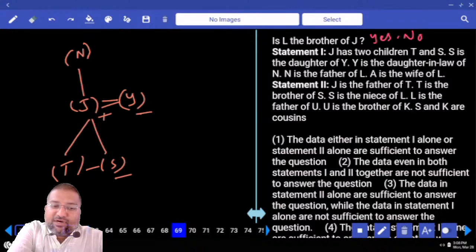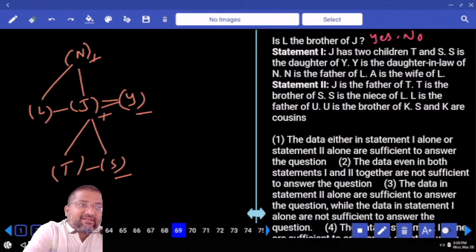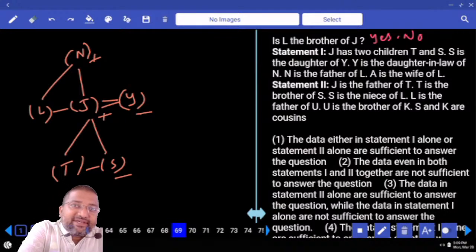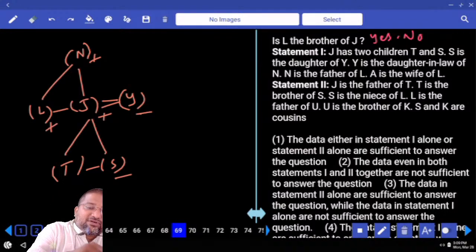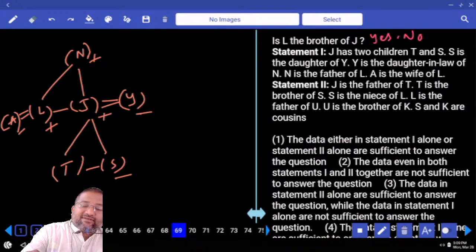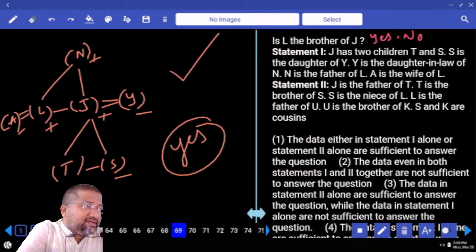Y is the daughter-in-law of N. N is the father of L. So L and J are siblings. The next line will tell us the gender of L. A is the wife of L. So automatically L is male. When A is wife, L is male. What's the question? Is L the brother of J? Yes or no? Tell me whether data in statement 1 is sufficient to answer the question. Yes. So from 1 I am getting the answer.